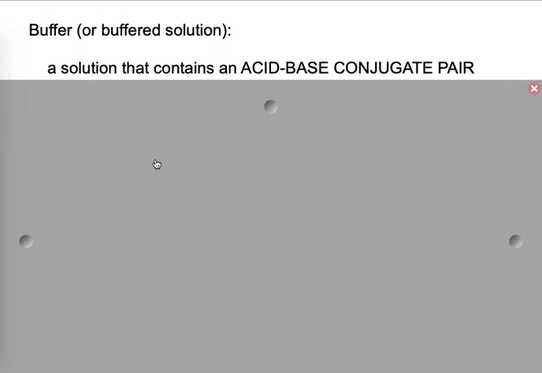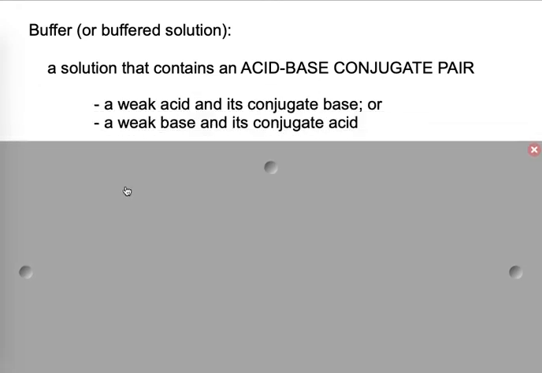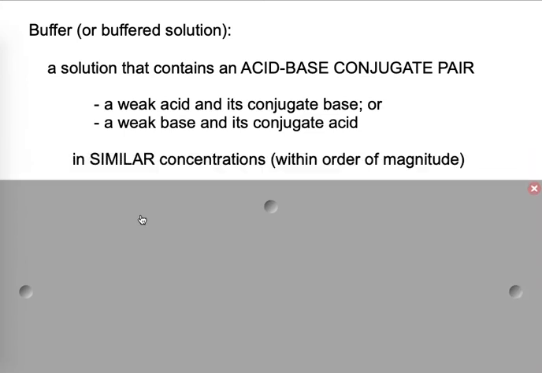So, what is a buffer or a buffered solution? A buffer is defined as a solution that contains an acid-base conjugate pair, again, which means either a weak acid and its conjugate base or a weak base and its conjugate acid. But remember, we're not using those terms anymore. It's an acid-base conjugate pair, and they are in similar concentrations. At the half titration point, they're in equal concentrations, but within the buffer region, they are close to each other, within an order of magnitude.